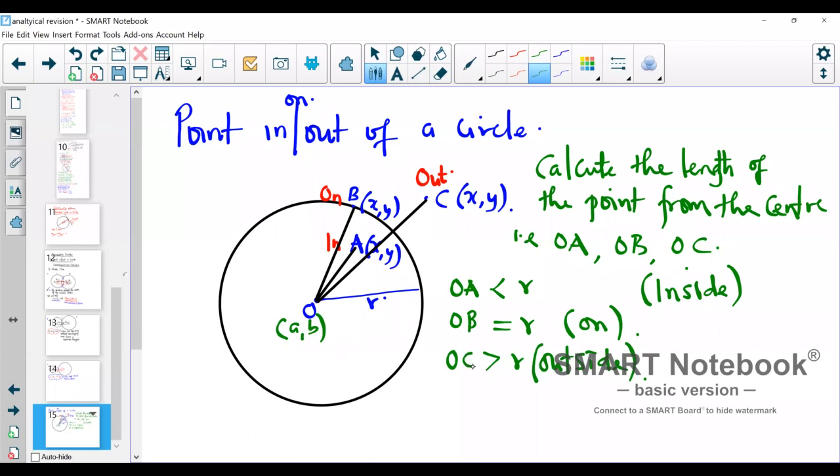If the length of OA is smaller than the radius, you can see it's in the circle. If it is equal to the radius, it is on the circle. And if it is greater, then it is outside the circle. I hope that makes a whole lot of sense.